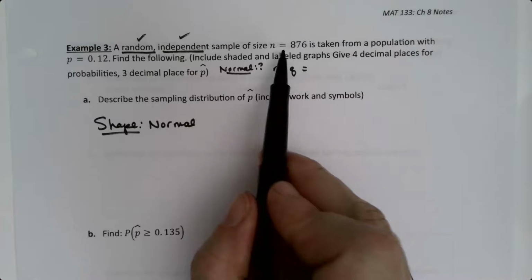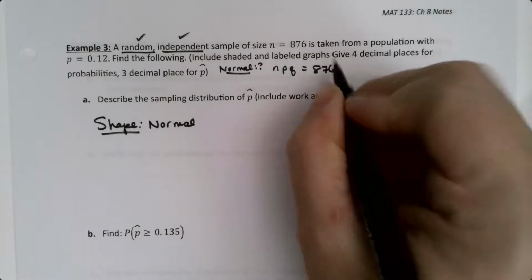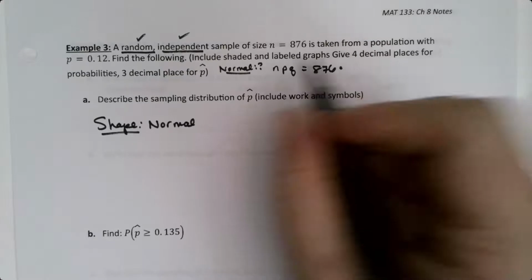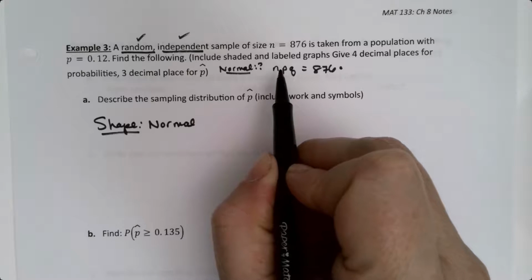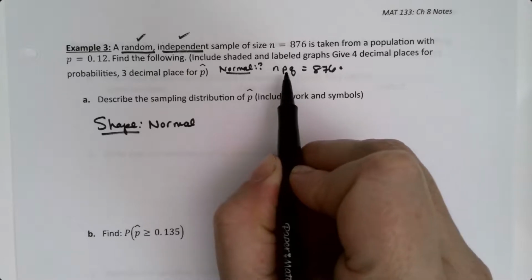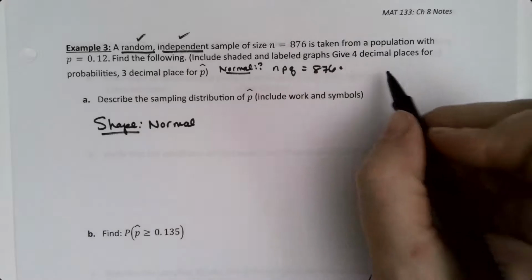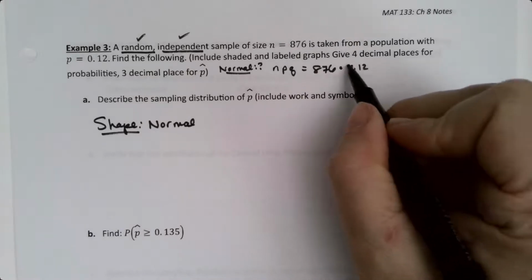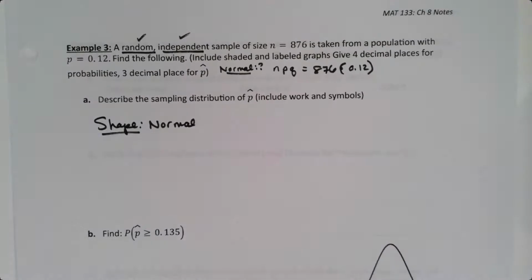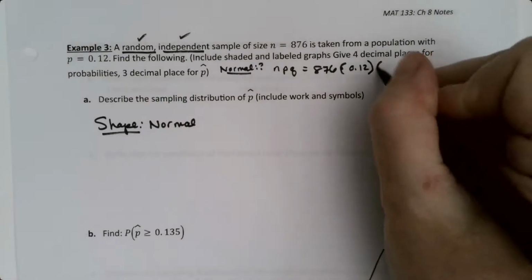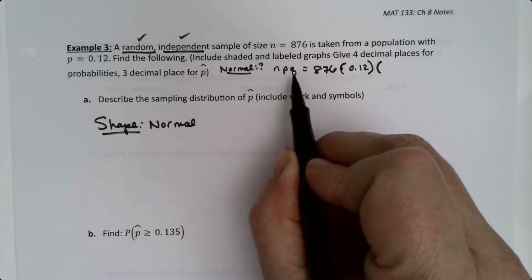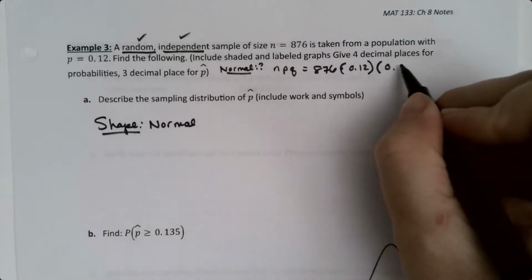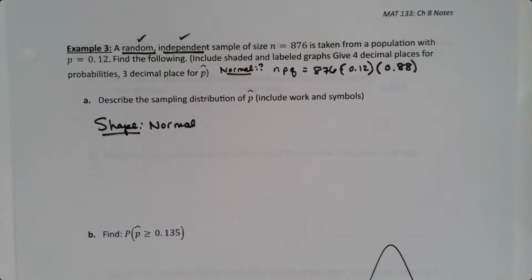Well, n is 876. It says it right here. P, and mathematicians, by the way, we just don't write the dots in there, but they're there. What we mean is multiplying. When we put 3 letters together like that, we mean to multiply them. So I'm going to multiply it by 0.12. Some people don't like the look of that, so they'll put parentheses around it, but the parentheses are just standing for multiplication. And then q is the probability of failure. If p is the probability of success, q is the probability of failure, and they're complements of each other. So it's 0.88.